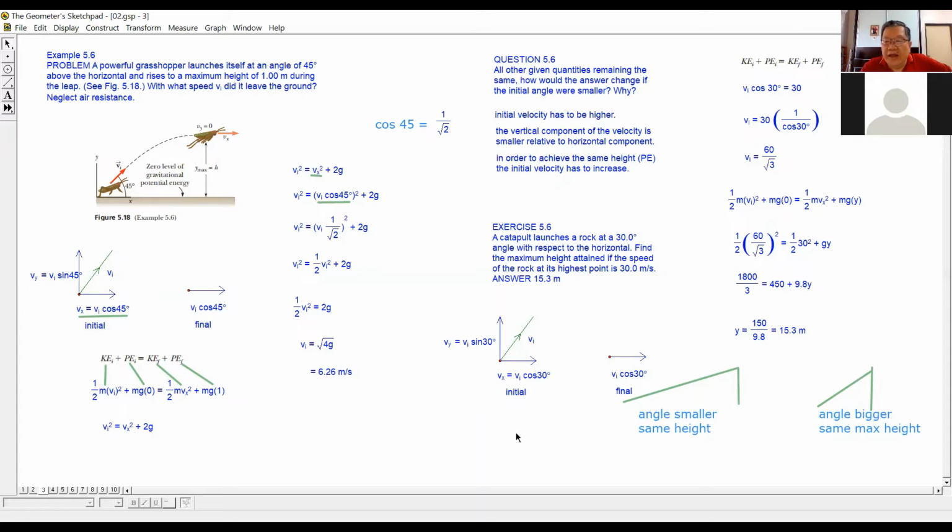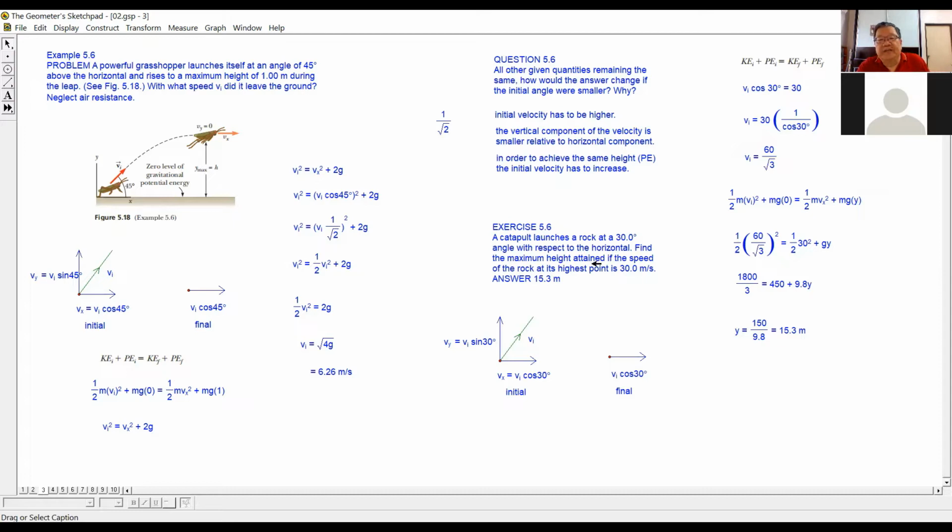Any questions so far? No question, sir. Okay. Now we're going to make use of this same equation. Let me clear the drawing first. Both this example 5.6 and this exercise 5.6 make use of the same concept. Remember, you read this 5.6 first.